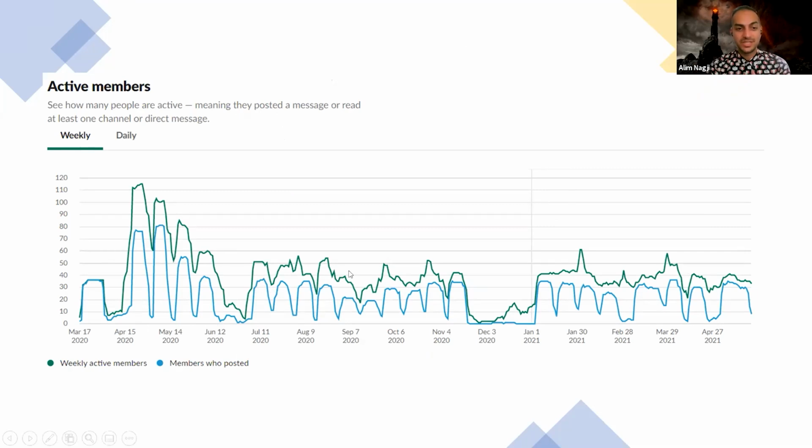But even subsequent to that, we've maintained high numbers during the periods of time we have learners, and we have high engagement. You can see that there's not much discrepancy between active members and members who are posting. And so the students are remaining active and engaged in this platform.